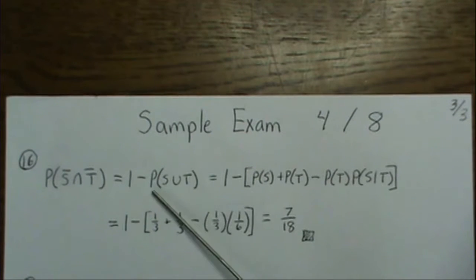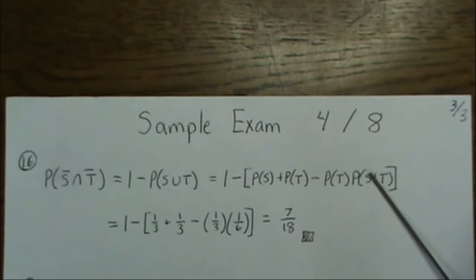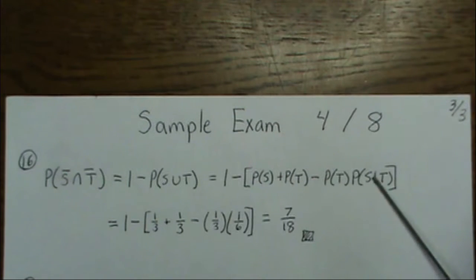And then to find this, it's the standard probability S plus probability T minus their intersection, but their intersection is the same as the probability T times S given T. And I do this because we're given those values. So you plug them in, simplify, you get 7/18.